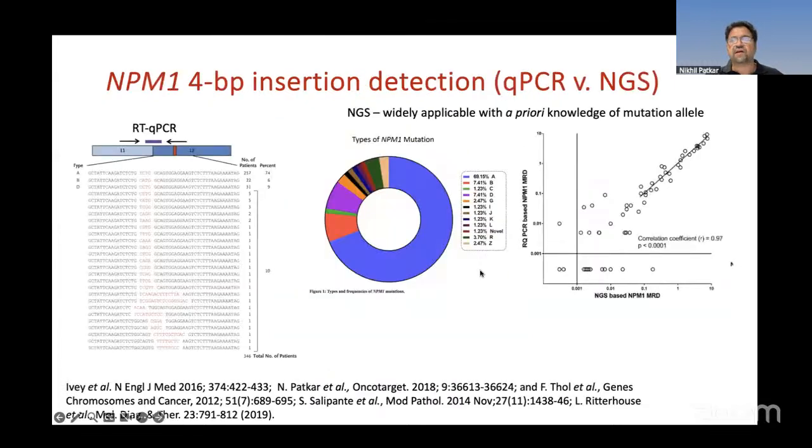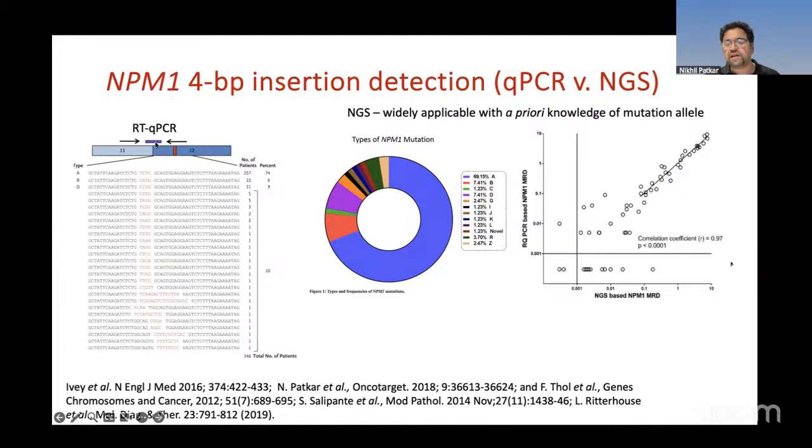So let us look at a first example. This is a paper that we published in 2018 for NPM1 mutated AML. You know that MRD for NPM1 mutated AML is extremely important, because it is one of the things that is highly predictive of outcome. There is a seminal paper by Adam Ivy's group, I'm sure you would have read it, which showed that NPM1 MRD is highly predictive of outcome. What Adam Ivy did was use simple real-time PCR.